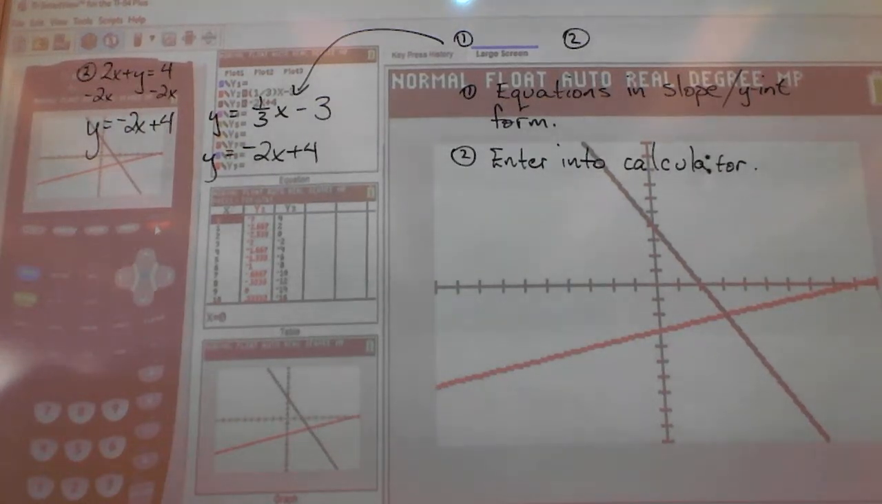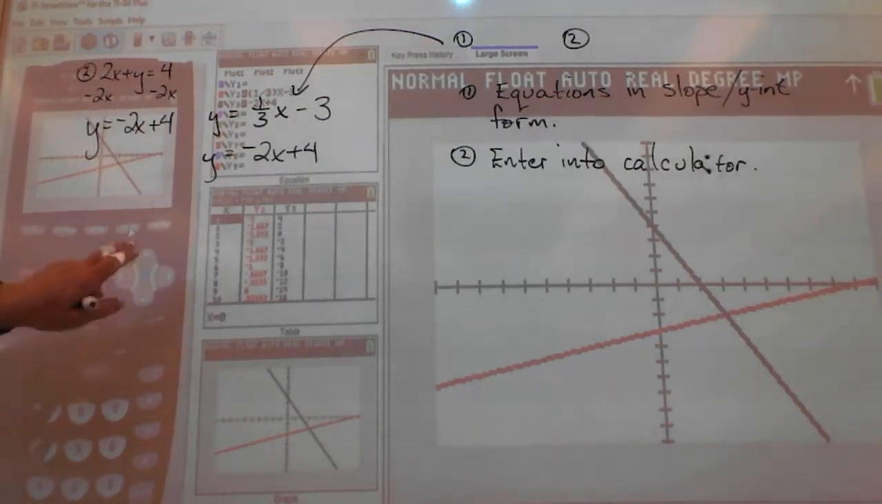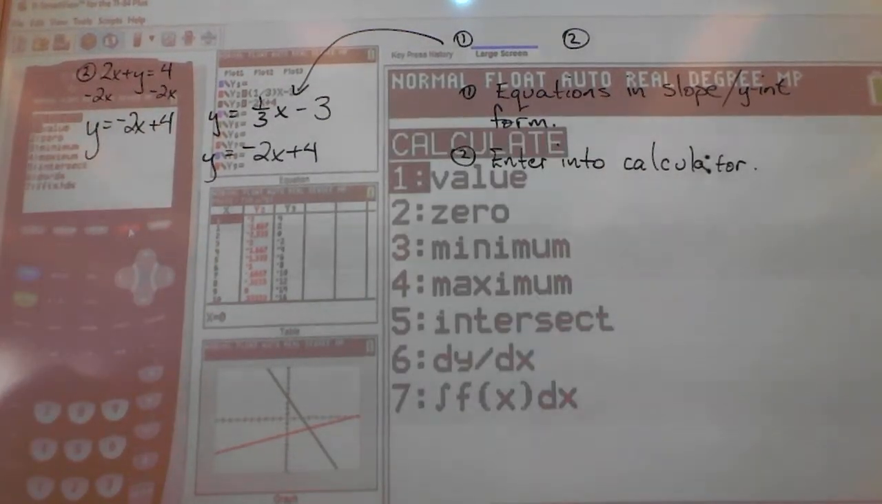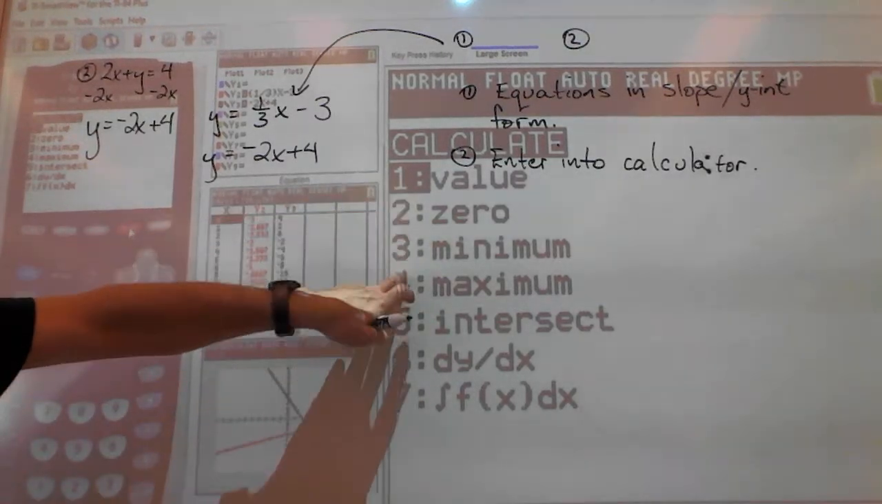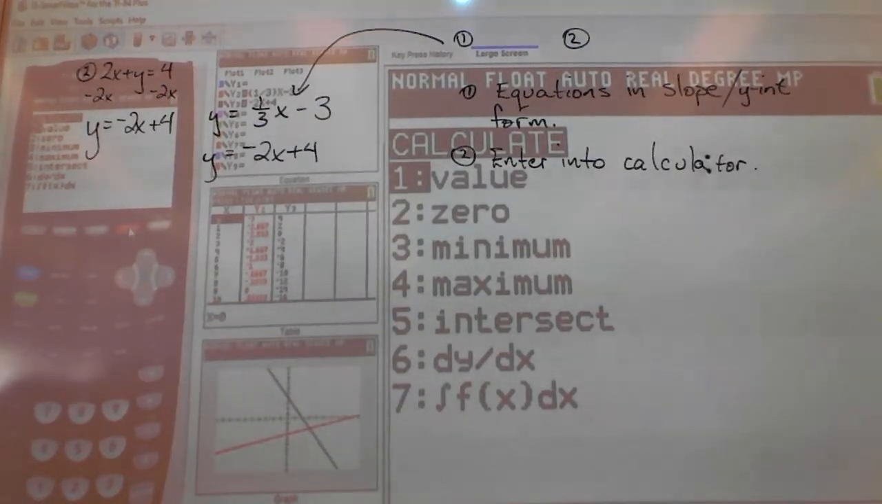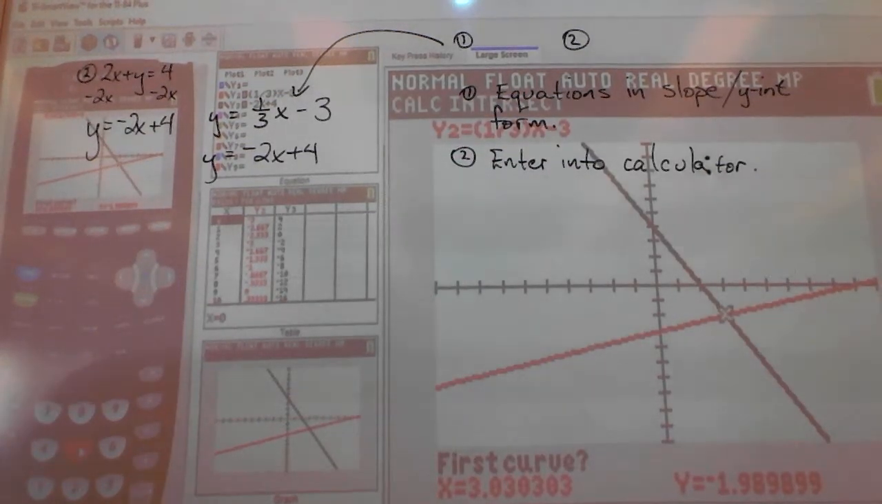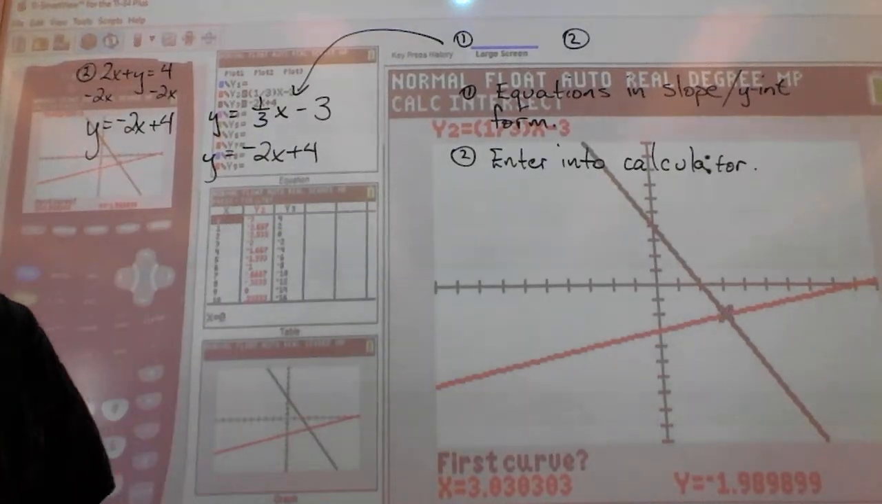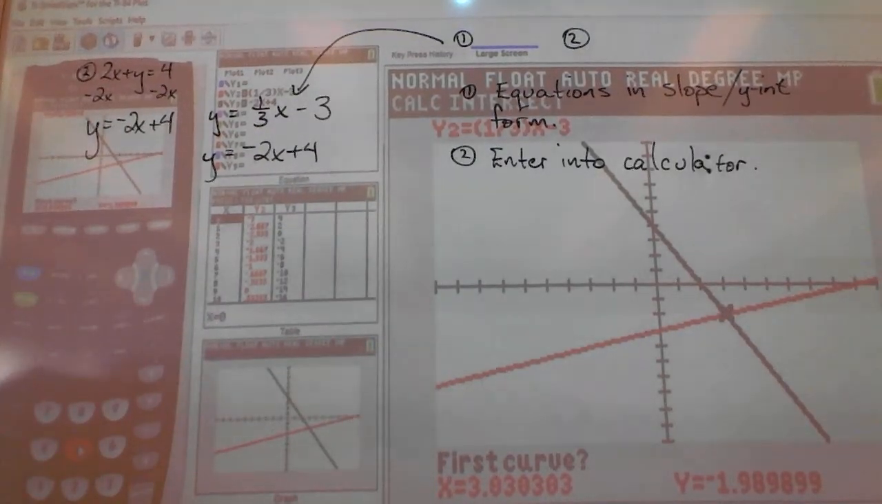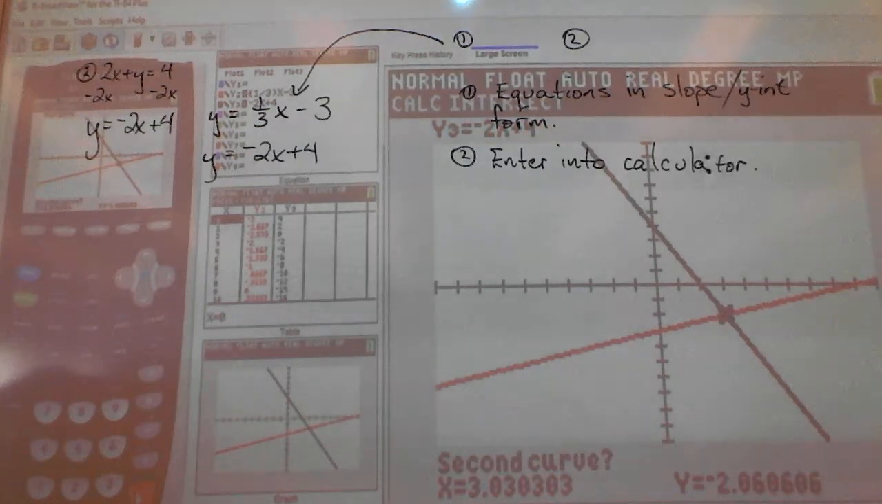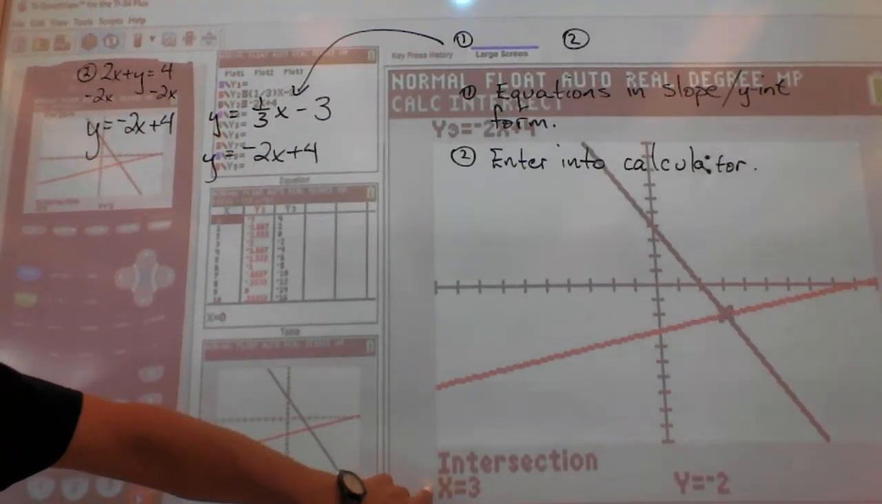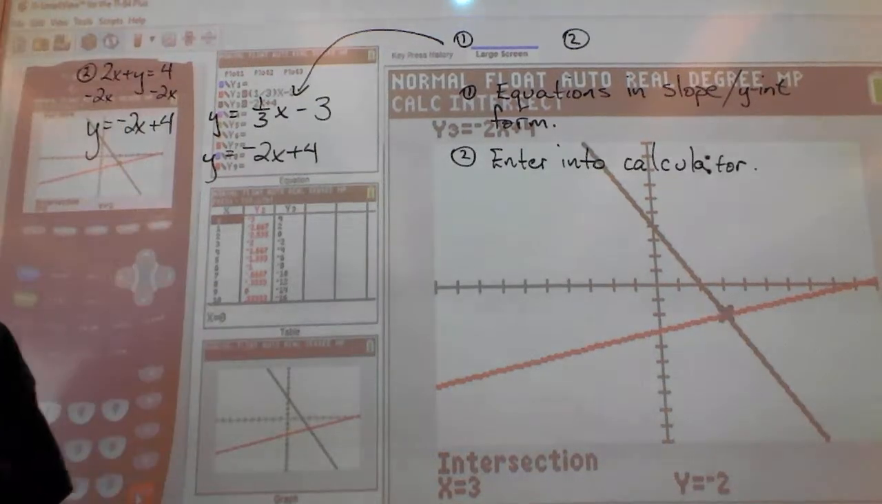To find the intersection, we press the blue second key and then trace, the one that's right beside graph. And you can either cursor down to 5, or you can just press the 5 key and it will automatically take you to the intersection screen, at which point, again, remember you press enter to tell it you're on the first line, enter again to tell it you're on the second line, enter a third time for it to guess. And there's your solution. Okay?